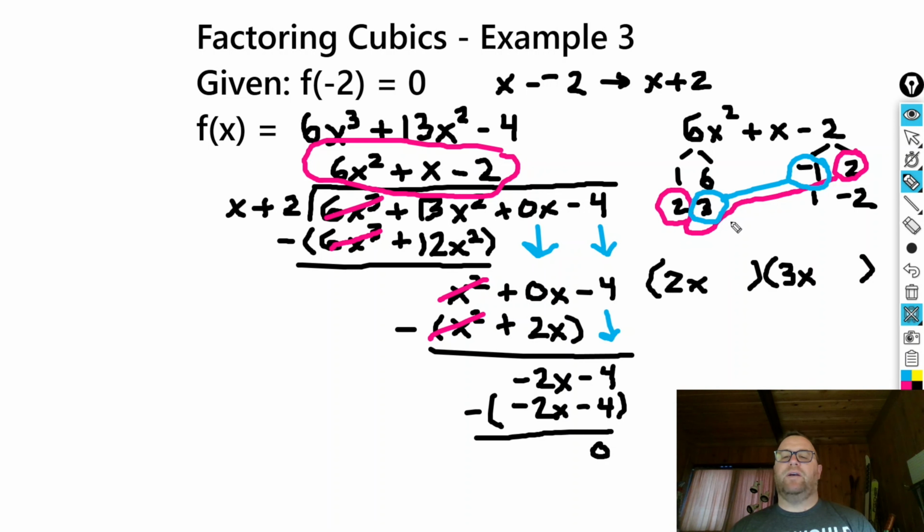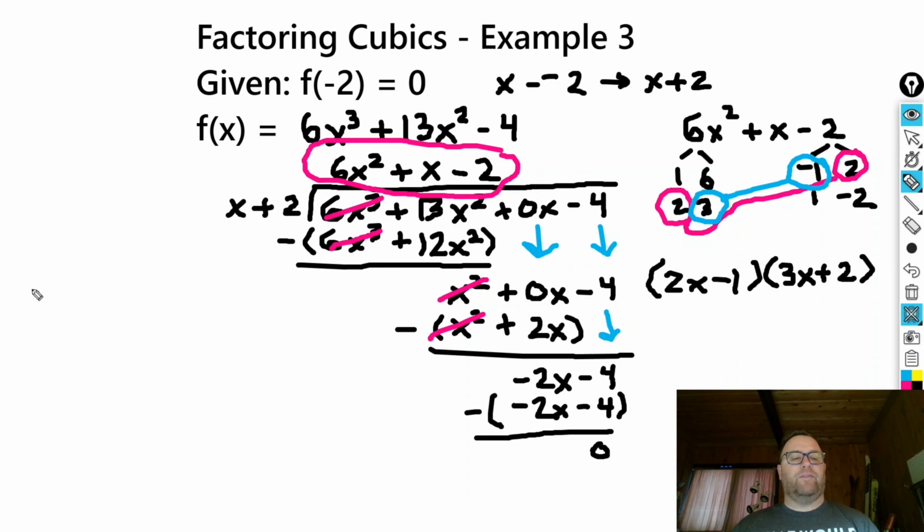And I want the 3 to multiply by negative 1, so I have to put the negative 1 over here, because we do the inner terms when we multiply it out, if you're thinking FOIL. And then I want the 2 to multiply by 2x, so I have to put the plus 2 here. Okay, so this is the factored form of our quadratic.